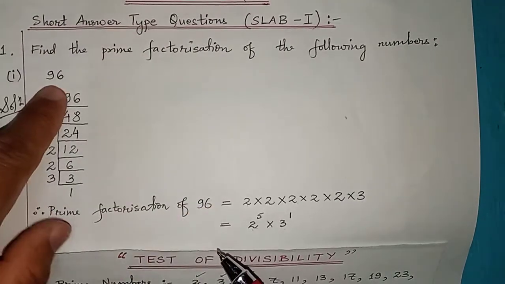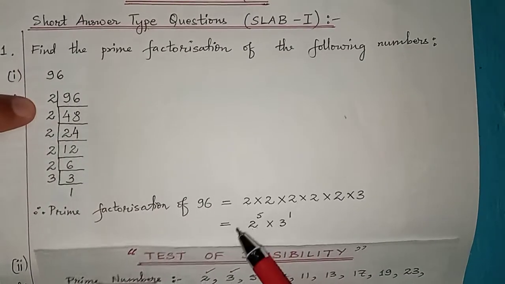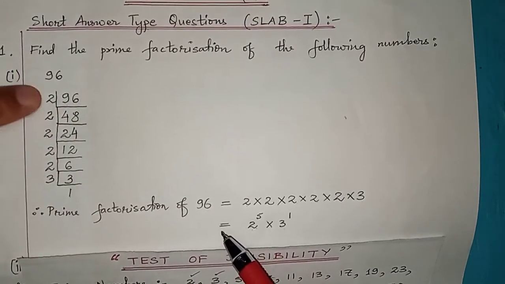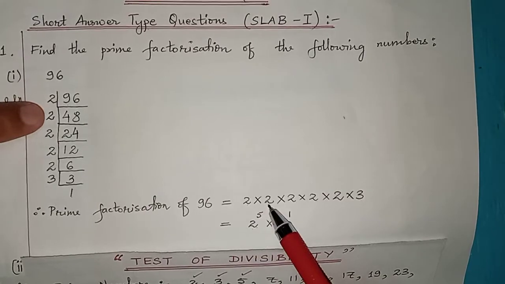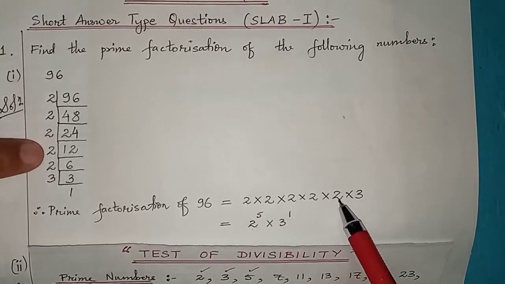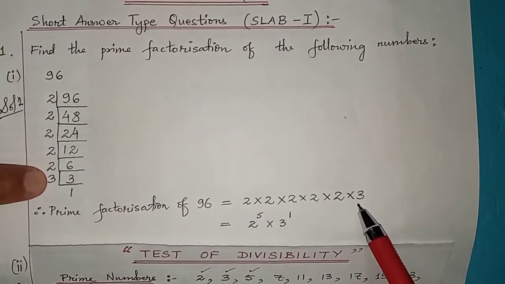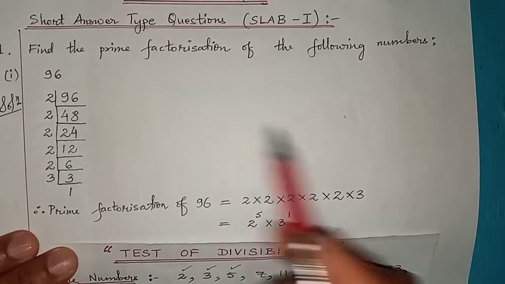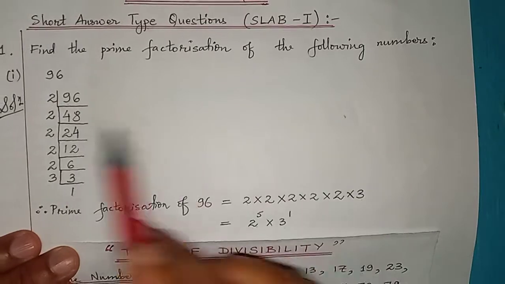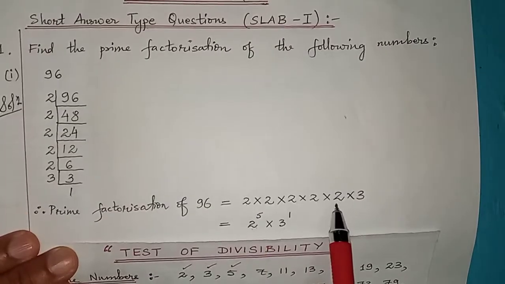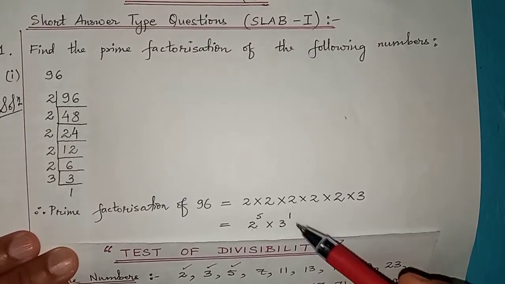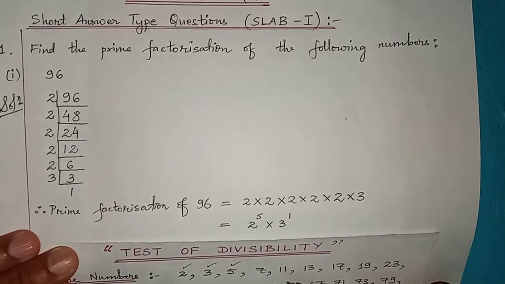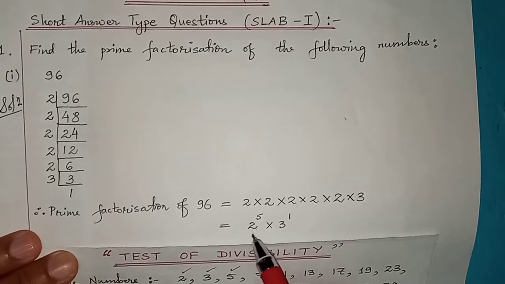Okay, so finally we conclude like this, by writing: therefore, prime factorization of 96. Prime factorization of this given 96 is what? Write all these prime numbers that we got here as the product, 2 into 2 into 2 into 2 into 2 into 3. When you multiply all these numbers again, you'll get back 96. The product of all this will give us 96, but don't multiply, we'll keep it like this.